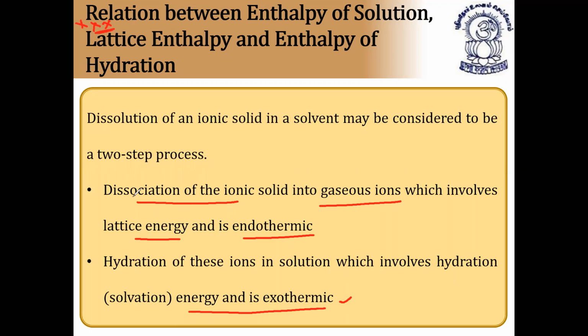So it is a two-step process. First, dissociation of the ionic solid into gaseous ions, which involves lattice energy and is an endothermic process. Second, hydration of these ions in solution, which involves hydration energy, is an exothermic process because energy is released in this case. So these are the two steps of dissolution of an ionic solid. Let us see what the relation between these two is.